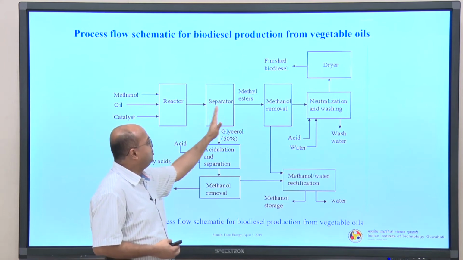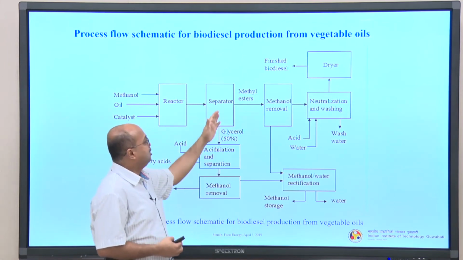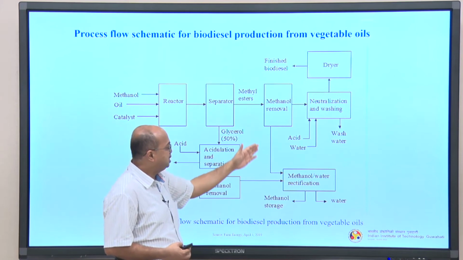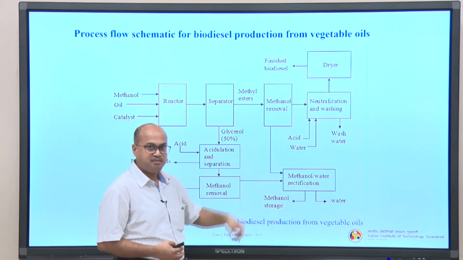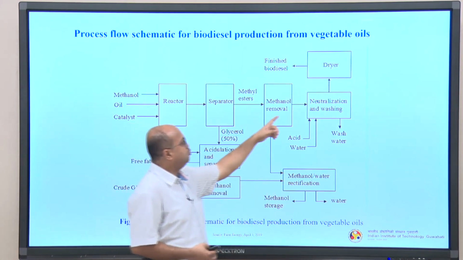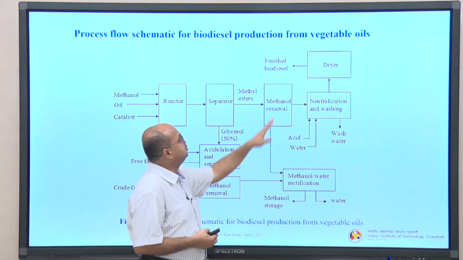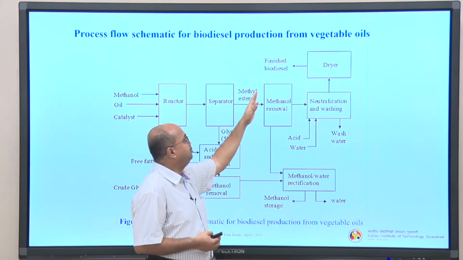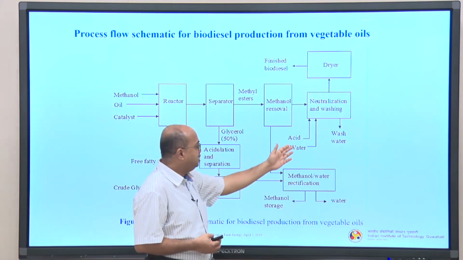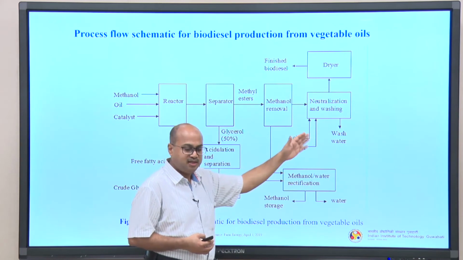Okay. So, from here the methyl ester, the biodiesel part, goes to the methanol removal part. Here methanol is removed and again fed back to the rectification unit. Then it goes to the neutralization and washing step which are just the finishing steps. So, you go for drying, then you get the finished biodiesel. So, you may need acid, water and all these things in this process.